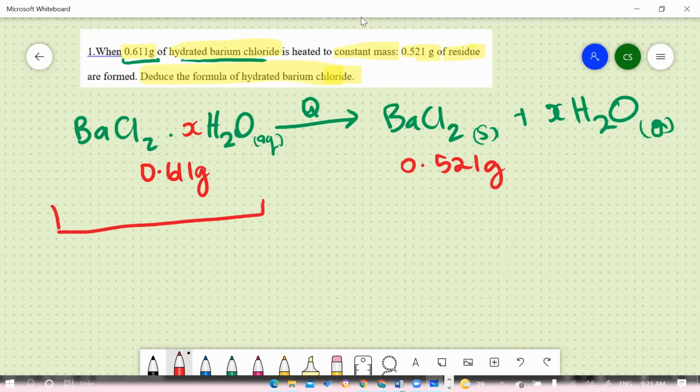We don't know how many water molecules are there, so we wouldn't know how much. Yeah, that's true. So we're going to basically just be using BaCl2 right now, the anhydrous salt. All right. But remember now, we're looking for how much water is in this, right?